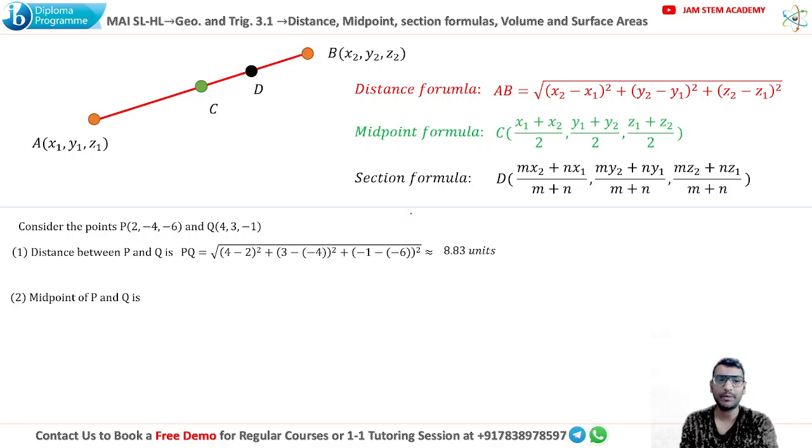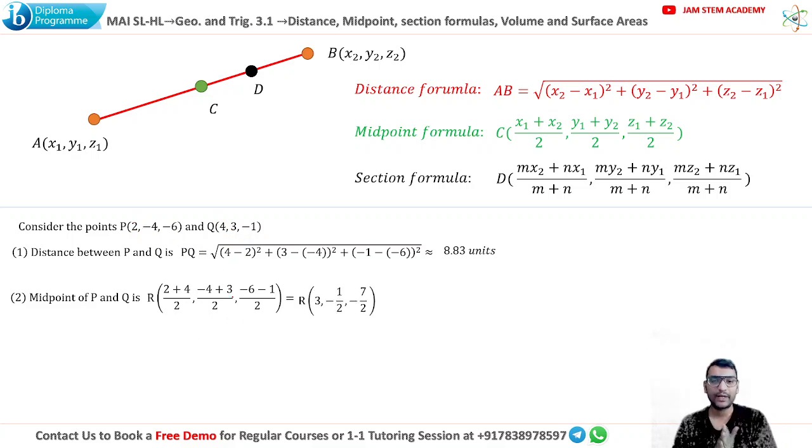Next, let's talk about the midpoint of PQ. We are already given the coordinates of P and Q. So take the average of x values, means (2 plus 4) divided by 2, (-4 plus 3) divided by 2, (-6 minus 1) divided by 2. So take the average only. That gives us x value as 3, y value as -1 by 2, z value as -7 by 2.